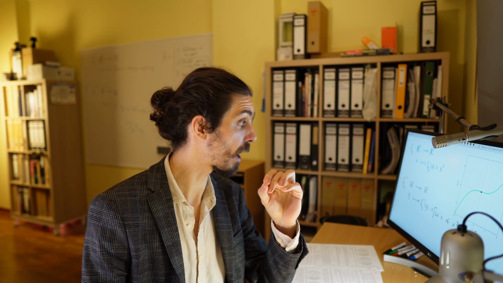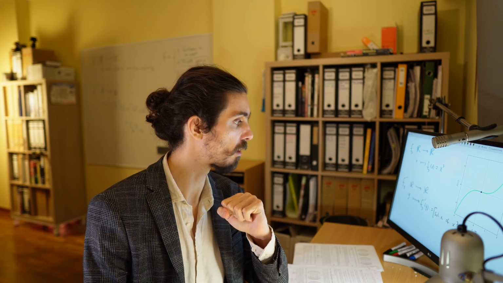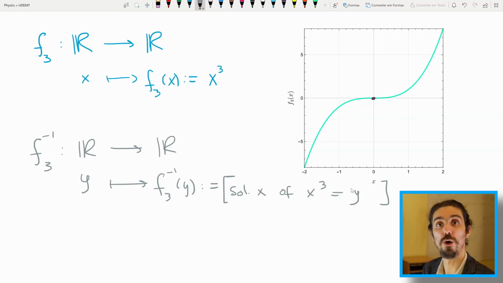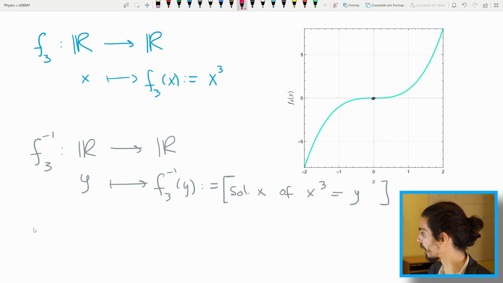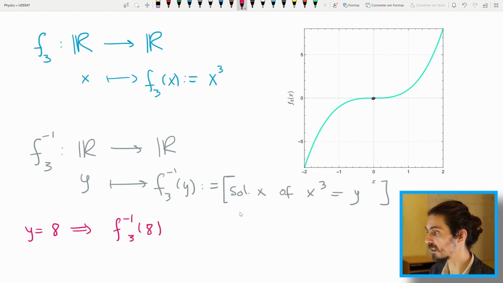So this tells us that every single time you choose a y, and you want to evaluate the image of that y under this inverse function, what is in fact being asked is to solve this equation for a given y. Let's see some examples. If you assume that y is equal, for example, to 8, then f3 minus 1 of 8 requires us to solve the equation, let me write it, x cubed is equal to 8.